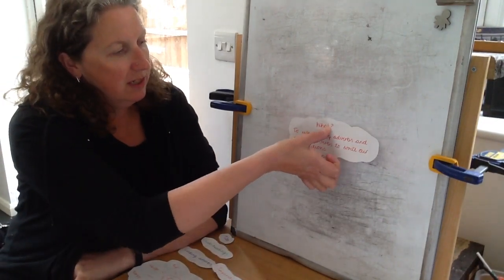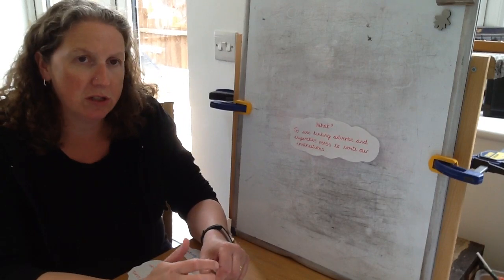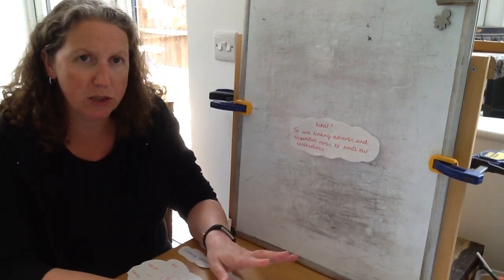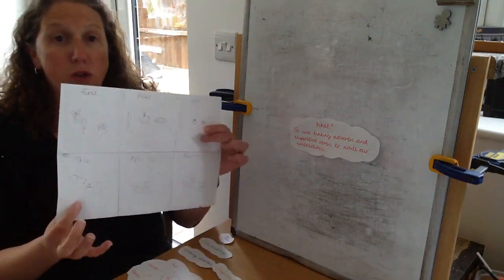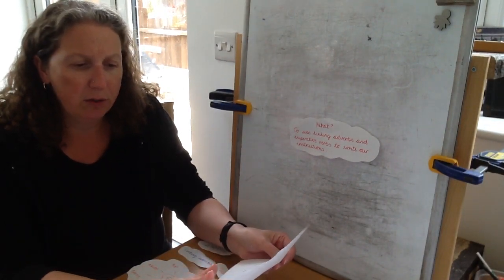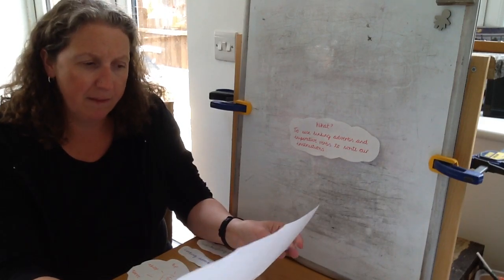So our aim is to use linking adverbs and imperative verbs to write our instructions. Everything that we've done this week is all building up to writing our instructions, which is what we're going to do today. So the first thing that I would like you to do is to get your storyboard, okay? And I would like you to have a look at it and go through each step, just to remind yourself of the things that you did so that you know what to write.